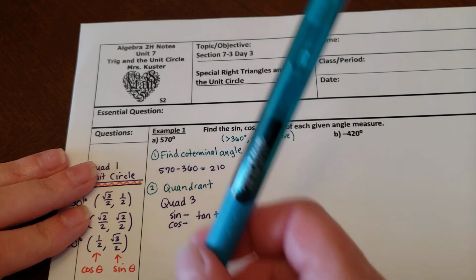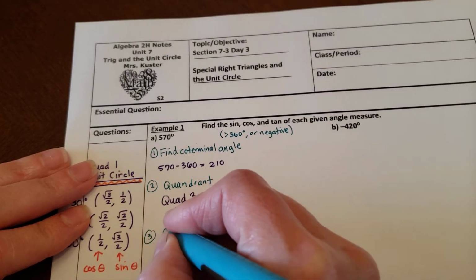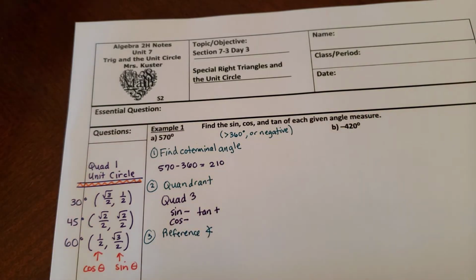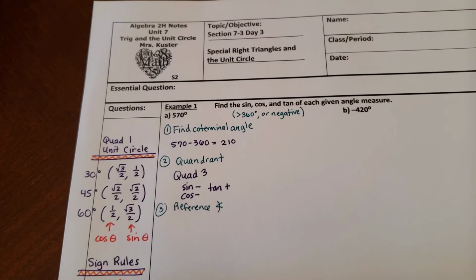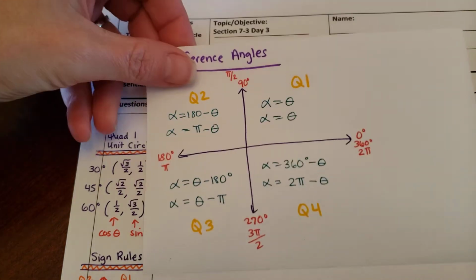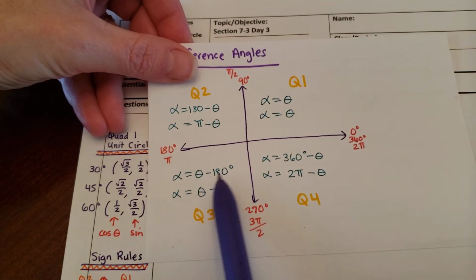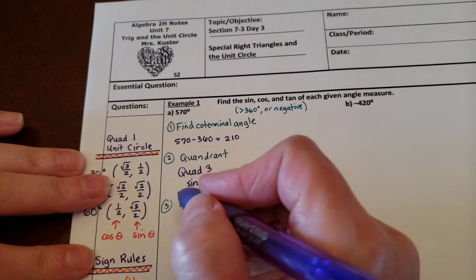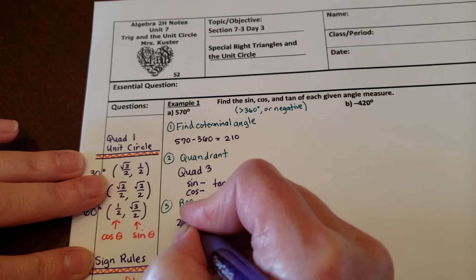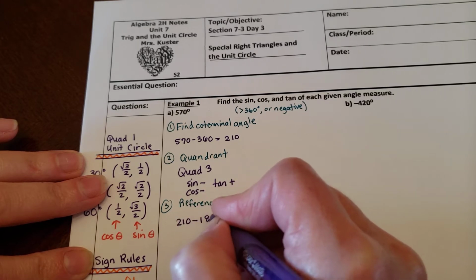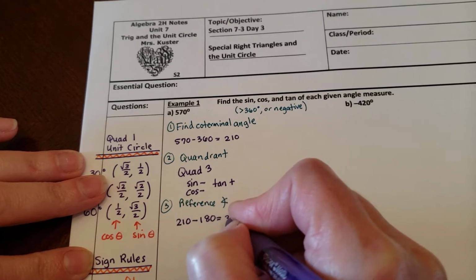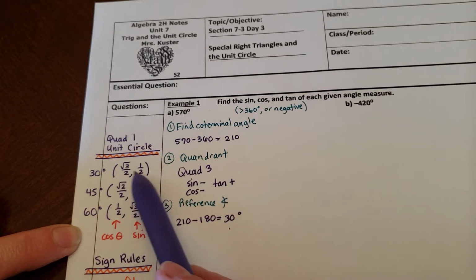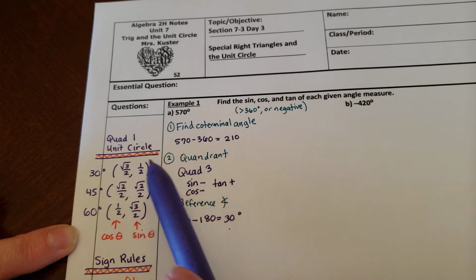The last part is to find the reference angle. To find the reference angle, again, we're going to look at our sheet. So we are in quadrant 3 currently. So for the reference angle, we're going to do 180 minus, or rather, we're going to do it to the 210 number. So you're going to do 210 minus 180 equals 30 degrees. This 30 degrees is to help us reference these points here so that we can find sine, cosine, and tangent.